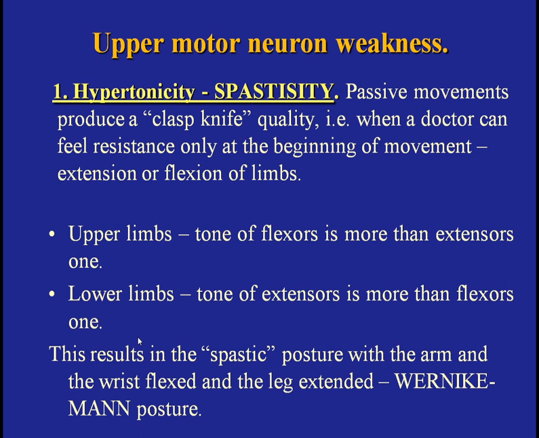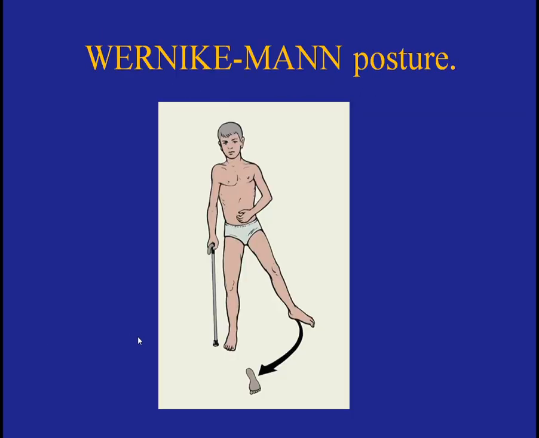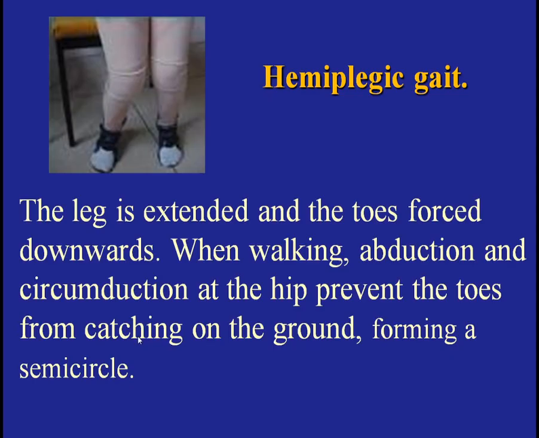This results in the spastic posture with the arm and the wrist flexed and the leg extended, Wernicke-Mann posture. This is our patient with pathology of the right side of the hemisphere, and the pyramidal tract is affected. The first motor neuron, upper motor neuron, is affected, and this patient has a special posture, Wernicke-Mann posture, with a flexed arm and extended leg, and a special gait, hemiplegic gait.